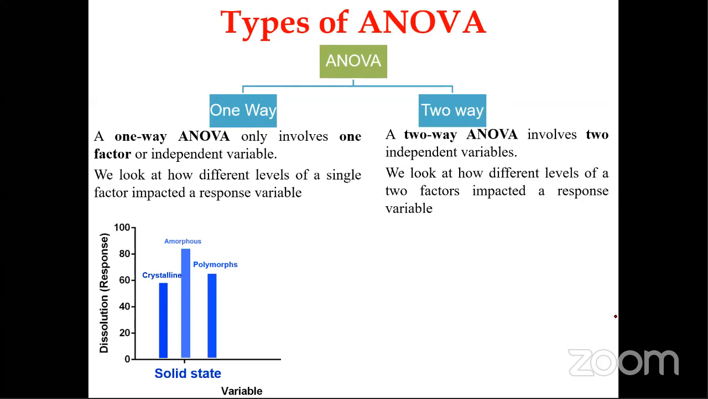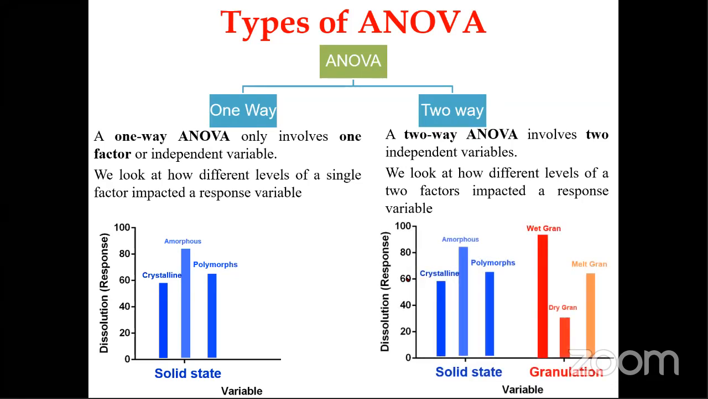Basically, two types of ANOVAs are there: one-way ANOVA and two-way ANOVA. The simple logic is, if you are having one variable or one factor or one excipient, that is called one-way ANOVA. And if you are having two excipients or two variables, that is called two-way ANOVA. You can see the example. I am taking dissolution as a response here on the y-axis. I want to study the solid state, one factor. This is one factor. The solid state of albendazole, if I am taking, what is the dissolution?